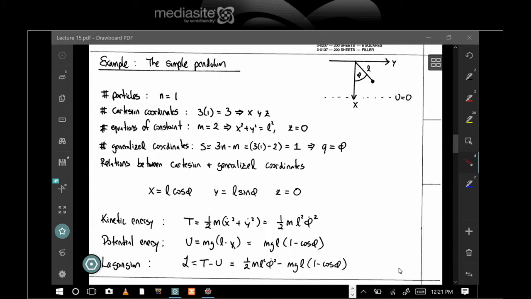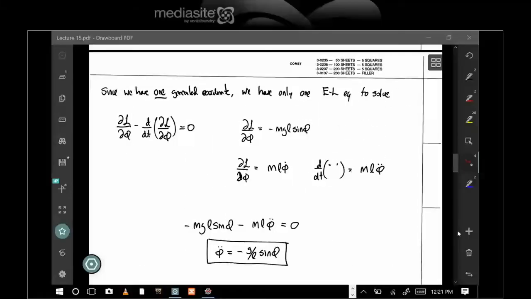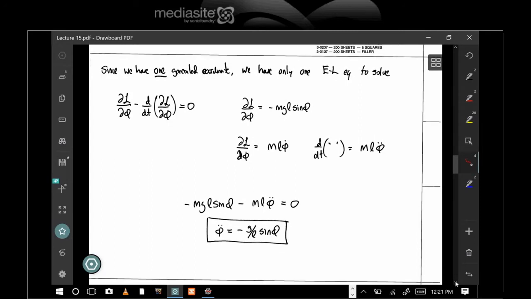Okay, now what's the next step? Next step is now I have Lagrangian. I take derivatives and use the Euler-Lagrange equation. Let's look at that. Okay, so since I only have one generalized coordinate, I only have one Euler-Lagrange equation, and that's this guy here. Partial L respect to phi minus the complete derivative ddt of partial L respect to phi dot equals 0.